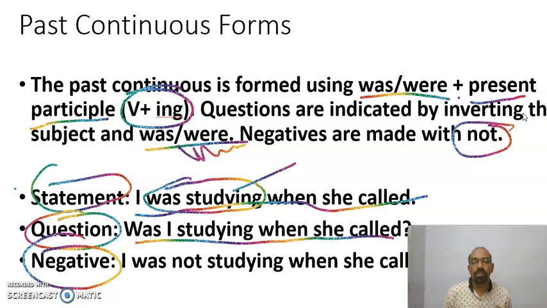This is the question. For making the continuous tense question form, we have to exchange these two: auxiliary verb at the beginning and subject later. Was I studying when she called? Negative form: I was not studying when she called. This is the negative form. When we use not with the auxiliary verb was, we get the negative form.